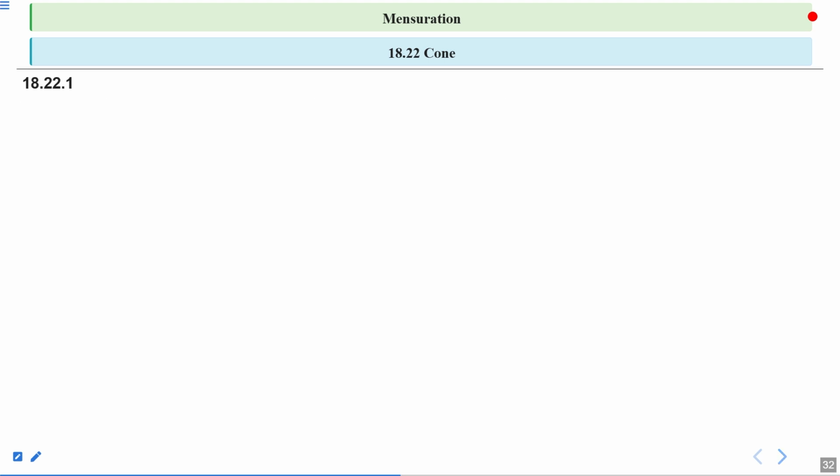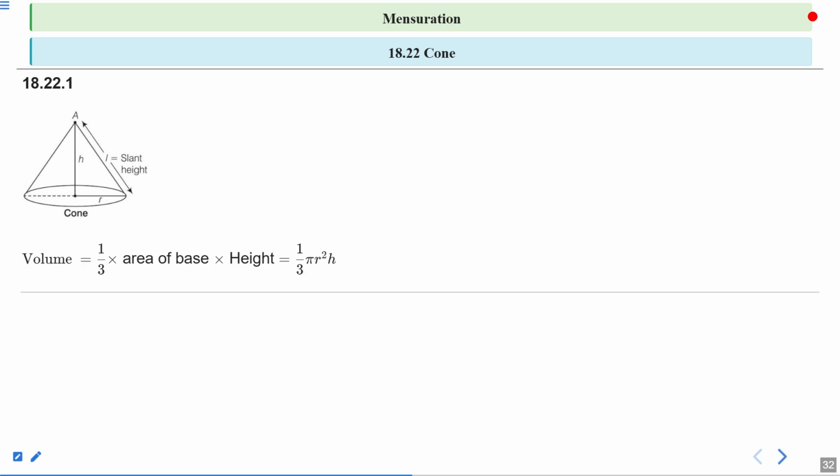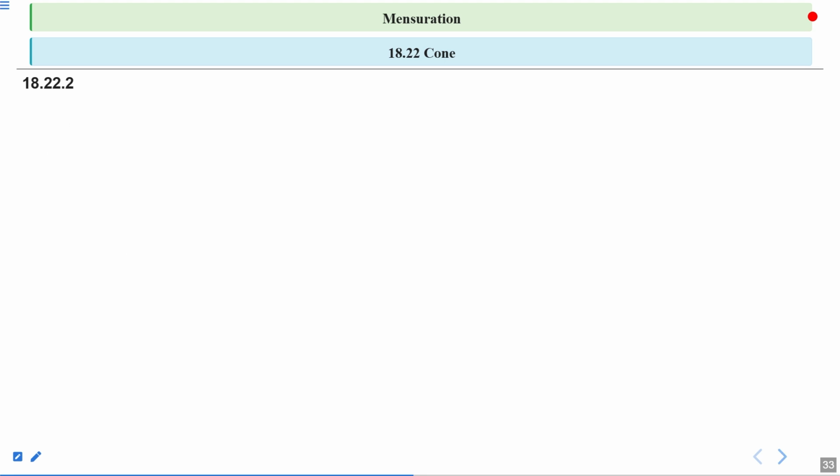18.22.1 of the cone. So this is the diagram of a cone. Now the volume, we know that it is 1 by 3 area of the base into height. So we can write it as 1 by 3 pi r square into h. We get the volume of the cone. Next formula of the cone, 18.22.2.